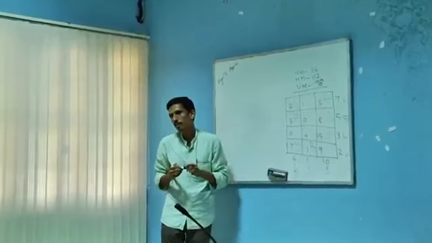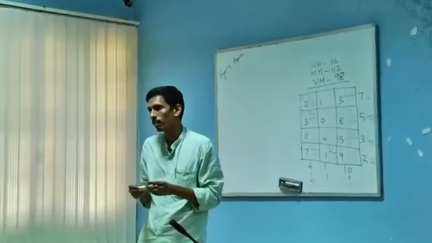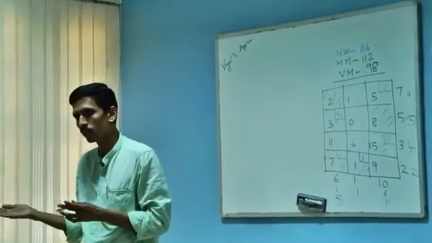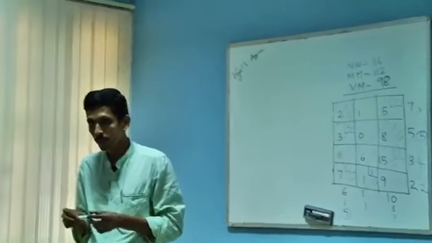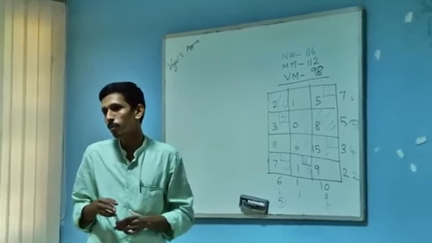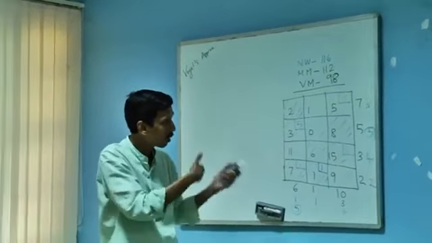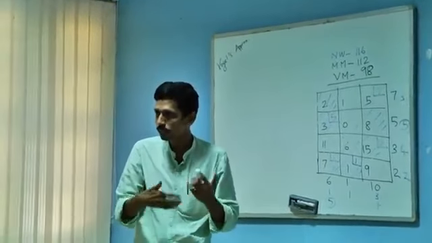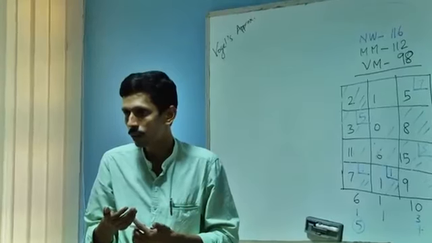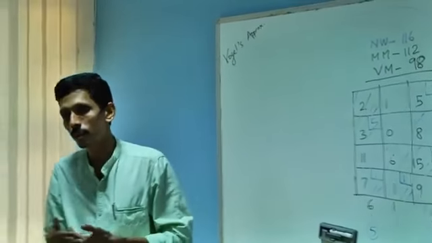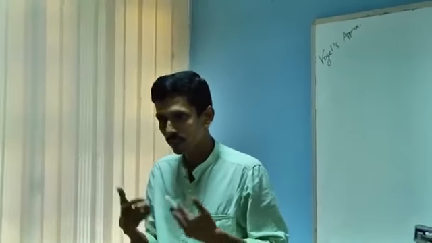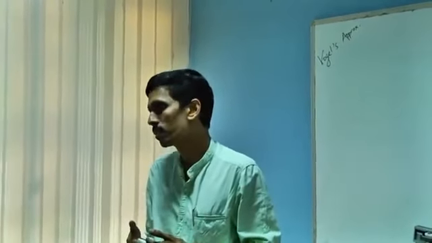Again, which is the least one? Vogel's approximation gives more accurate result than northwest or matrix minima. But still, remember this is not the optimal solution. Optimal solution in the sense that we have to check again: is there any solution which is better than this one? For that, again there are different methods. Modified distribution method is what we will discuss in the next session.